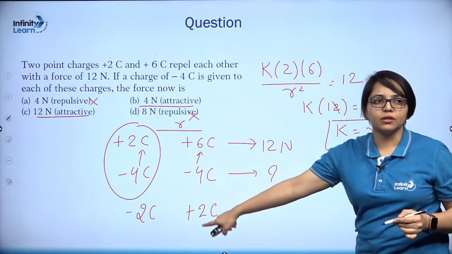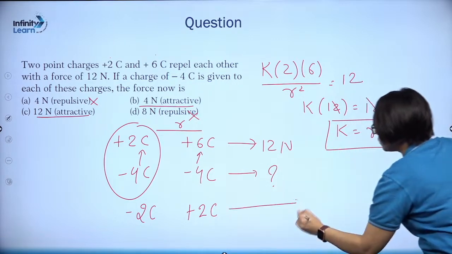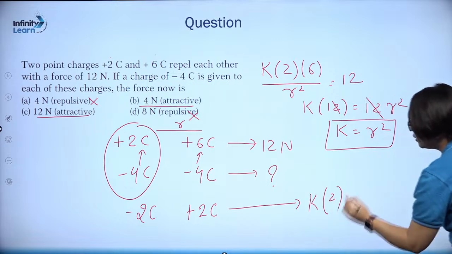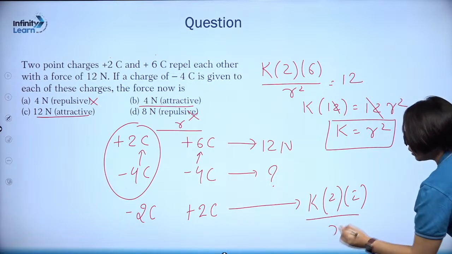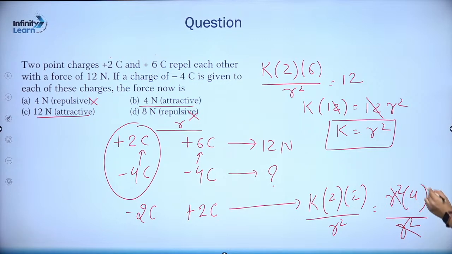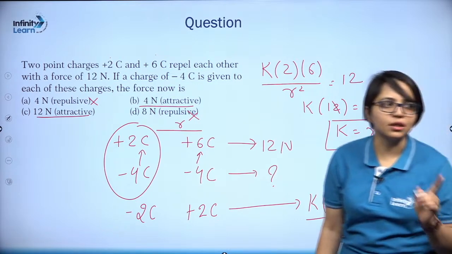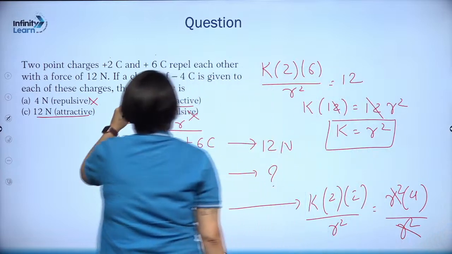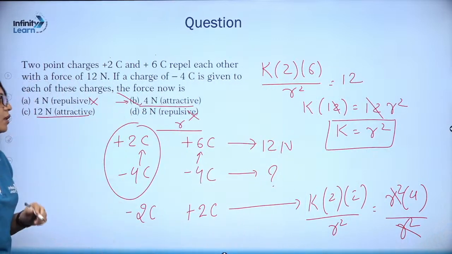Now the new force will be what? Here it will be K Q1 Q2 upon R square. So over here K is R square, so R square into 4 divided by R square. So it will be 4 Newton. Magnitude is 4 Newton, but it will be attractive in nature. So the correct answer is option B.